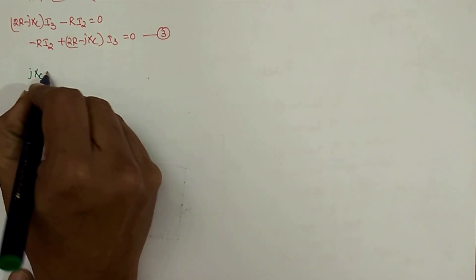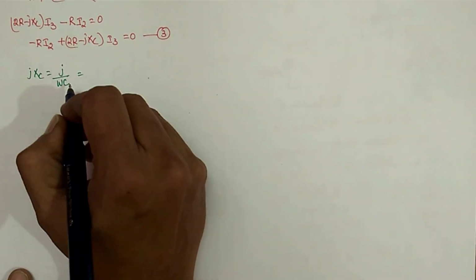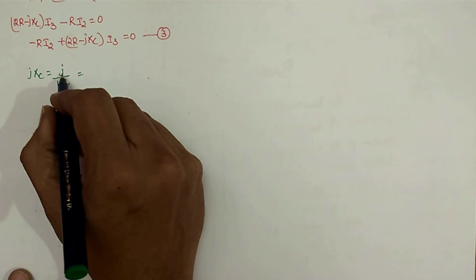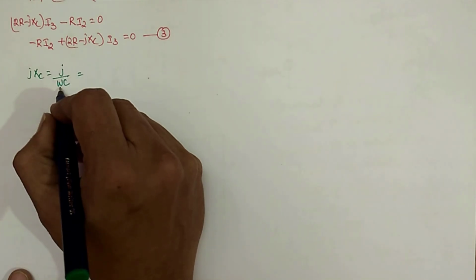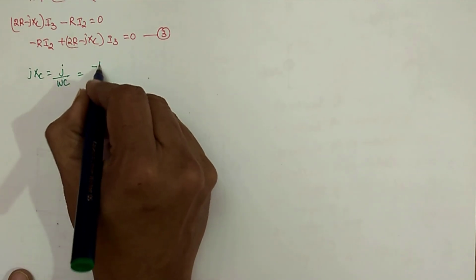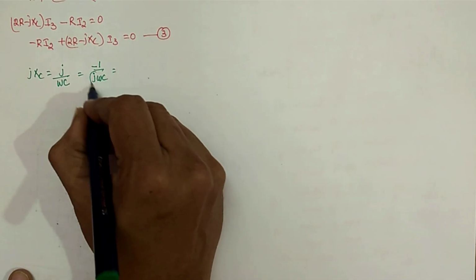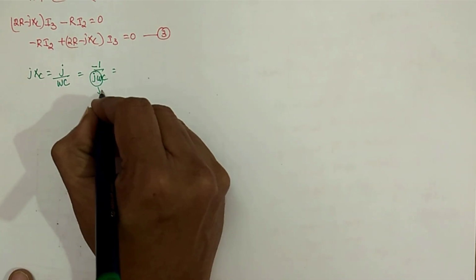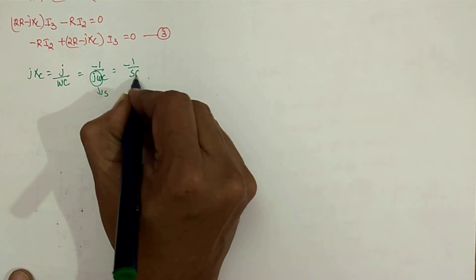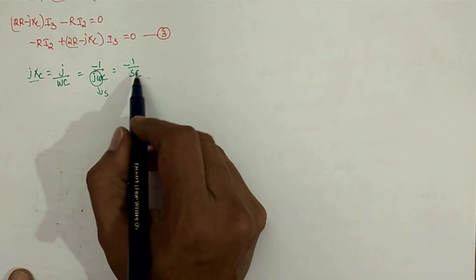See that JXC is J by omega C. Yes, you can write it as J by J. Just multiply with J and divide with J. So J square becomes minus 1. So it becomes minus 1 by J omega C. Now take this J omega as S. Replace J omega with S. So it is totally minus 1 by SC. Okay, so replace JXC with minus 1 by SC.